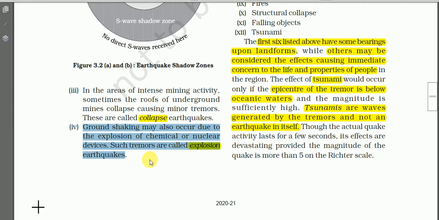or a TNT bomb is exploded, then there may be tremor on the surface of the earth, and that is called explosion earthquake. Sometimes you may experience this too, when a very powerful bomb is exploded nearby, then we feel the tremor. We feel the shaking of the earth, and that is known as explosion earthquake.